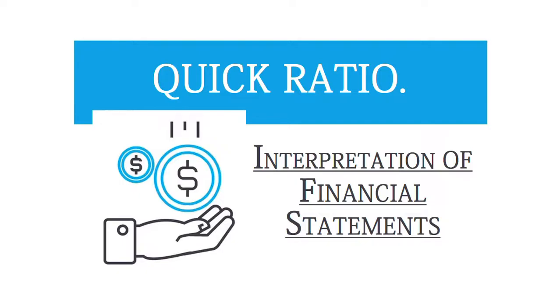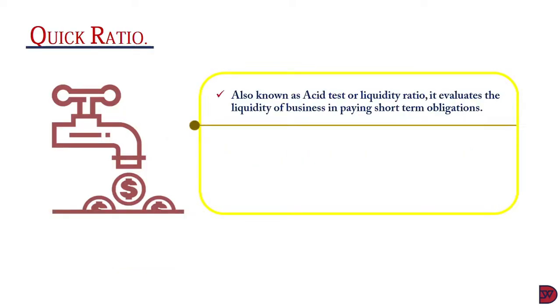In this episode, we are going to talk about quick ratio. This is also known as the acid test or liquidity ratio. Here, it evaluates the more liquid assets of the business in settling its short-term obligations. So in the current ratio, we talked about the whole current assets being able to settle the whole current liabilities. But here, we're looking at the more liquid ones.